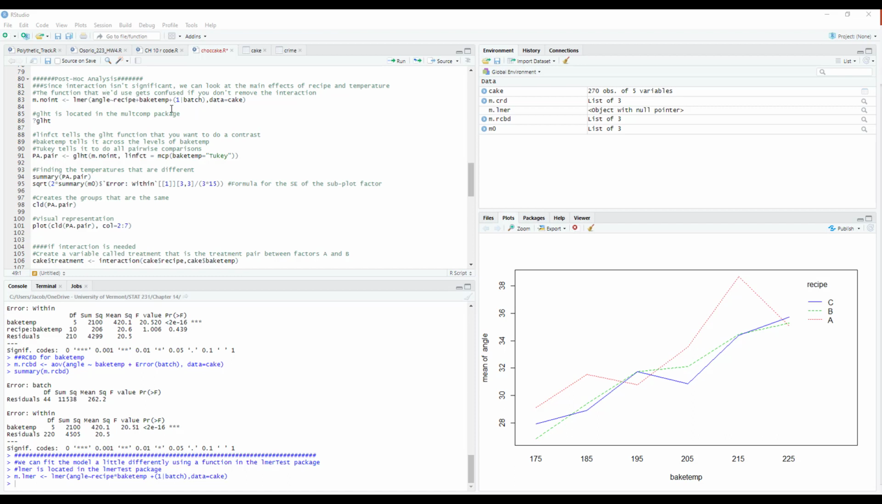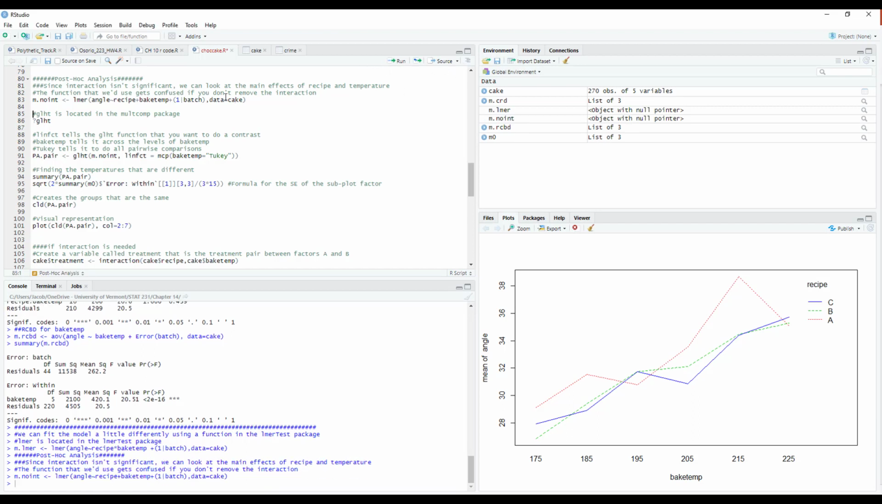How you fit it is you have the same thing that we would usually. Our response variable by, we're not including an interaction term this time, so we'll say recipe plus baking temperature, plus this part, which tells it that we want to include a random effect. That's what this one says, we're basically just going to fit a random effect per batch. And then the data stored in cake. I called it m.noint because we don't have an interaction effect.